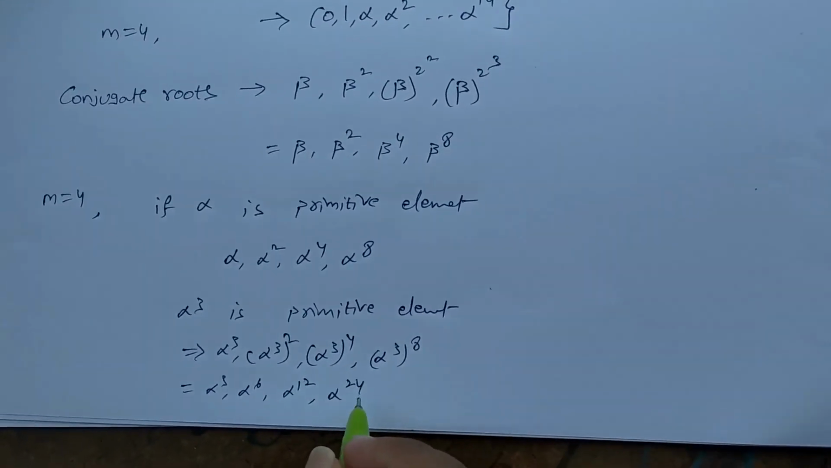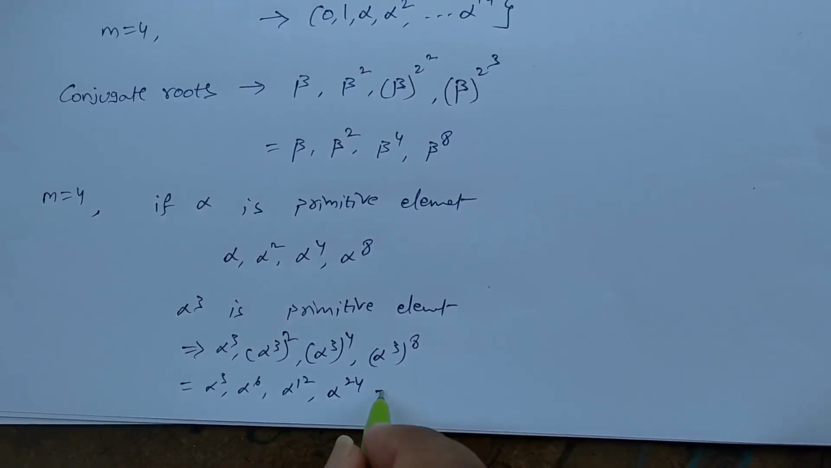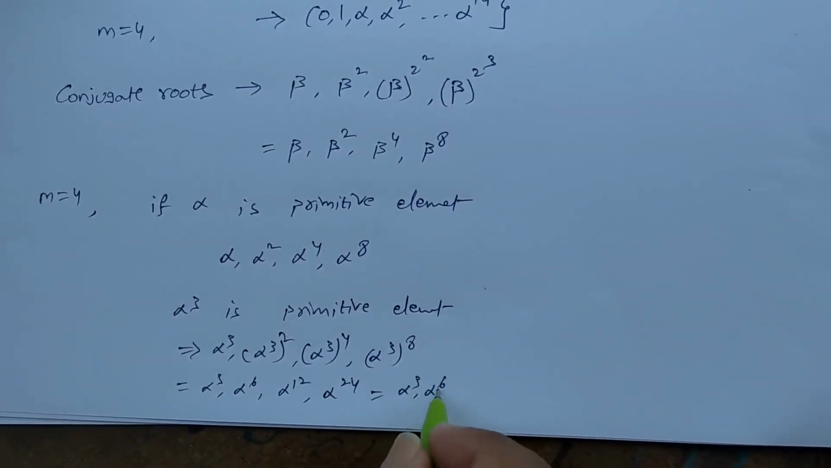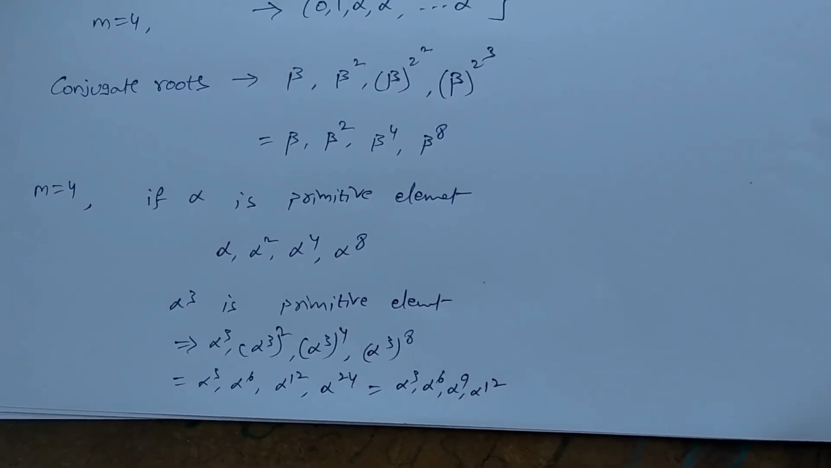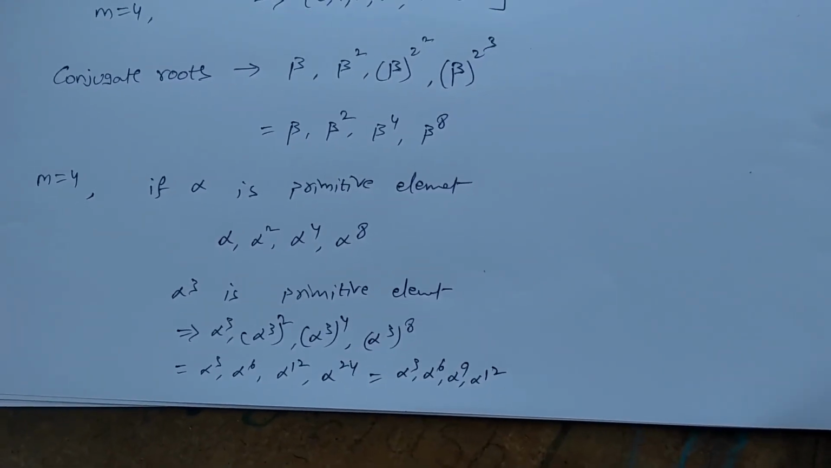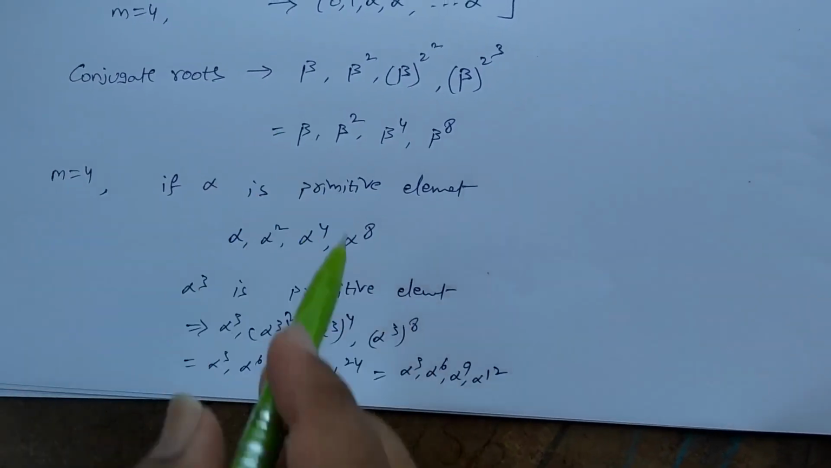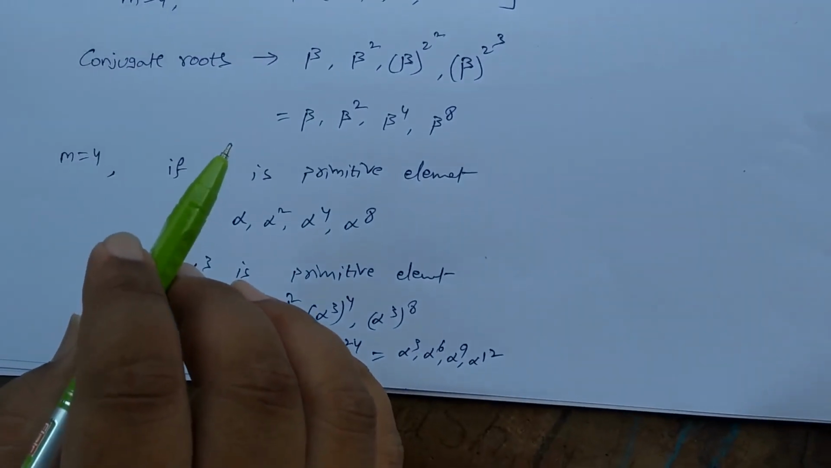And we know that alpha power 24 is nothing but alpha power 9, so the set of elements is alpha cube, alpha 6, alpha power 9, alpha power 12. That's what we have done for BCH coding. This is the procedure as far as the representations are concerned.